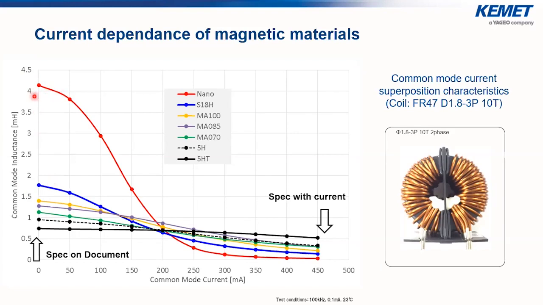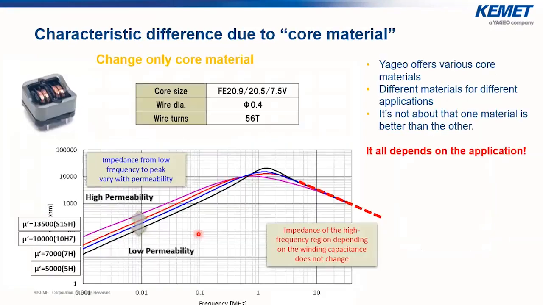But if we consider its behavior when we apply a common mode current, for example 250 milliamp, we can see that the behavior of the nanocrystalline goes behind the other materials. So nanocrystalline is really good, but even here it depends on the application, because at higher currents, the advantages of this choice are not so big compared to other materials. Anyway, it really depends on the application.